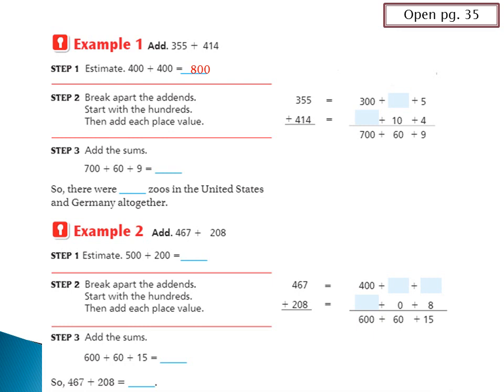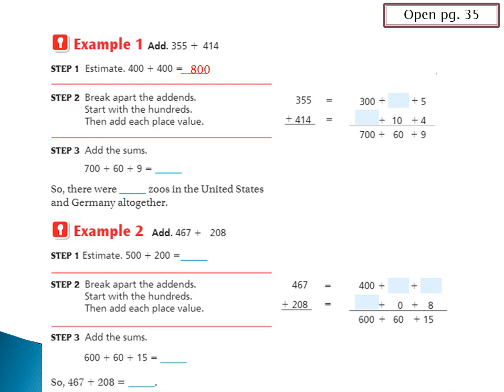Break apart the addends. Start with the hundreds, then add each place value. The two addends here are 355 and 414. I will break apart 355. But I have a question. How does the break apart strategy break numbers apart? I will help you. It breaks apart the numbers by place value. It breaks the numbers into hundreds, tens, and ones. So now I will break 355 into hundreds, tens, and ones.